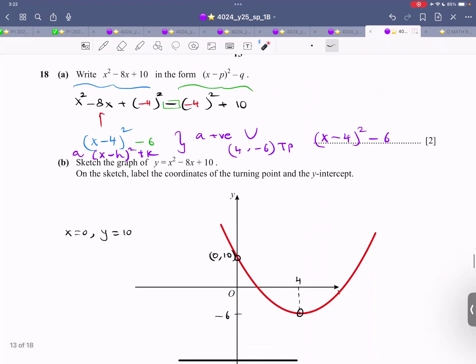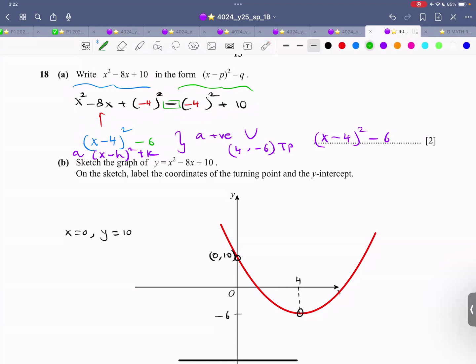Question number 18. It says write this in the completed square form. Make sure the coefficient of x squared is 1. X squared minus 8x. Push the constant to the sidelines. First add, then subtract the square of half the coefficient of x. Rewrite the first 3 terms as a perfect square. Simplify the rest. Compare it with a(x minus h) whole squared plus k. So therefore, a is 1, minus h is minus 4, h is 4, k is -6.